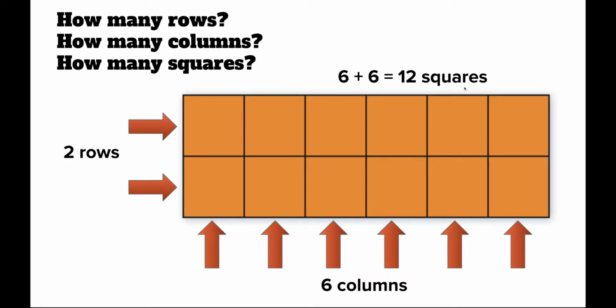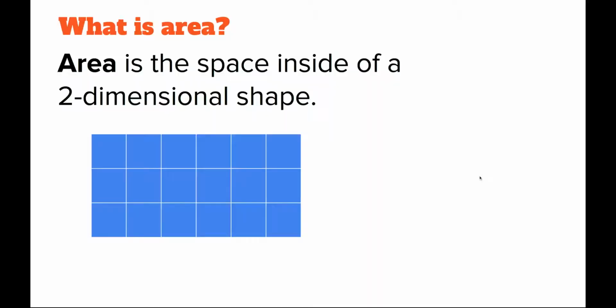But I could just as easily count them. There's 1, 2, 3, 4, 5, 6, 7, 8, 9, 10, 11, 12. So I have 2 strategies where I can figure out how many total squares. But it's critical to note that there are no spaces in between the squares.